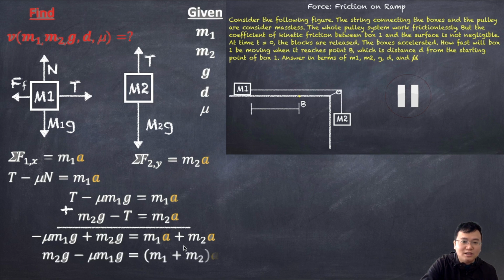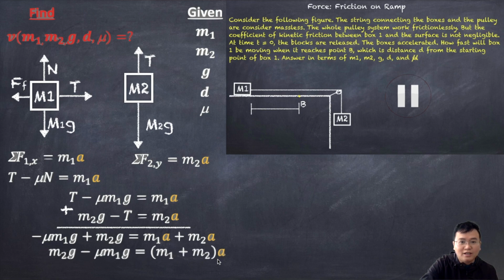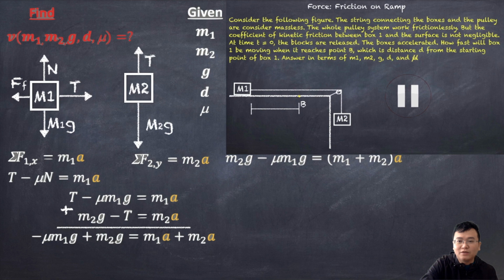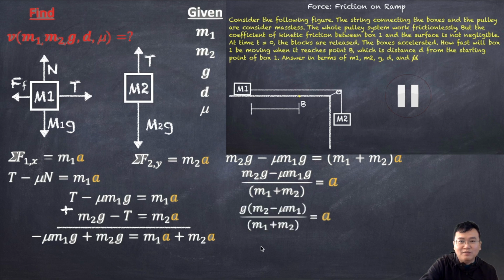Now let's clean up the algebra a little bit here. I pull out the a, and then I divide both sides by m1 plus m2. That will give me a. And of course, if you want to, you can clean it up even more by pulling out g. If you pull out the g, it just looks nicer. Is it wrong if you keep it like this? It's fine. It's not wrong, but you can pull out the g.